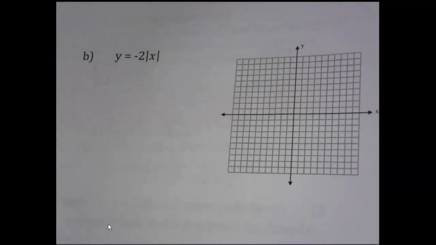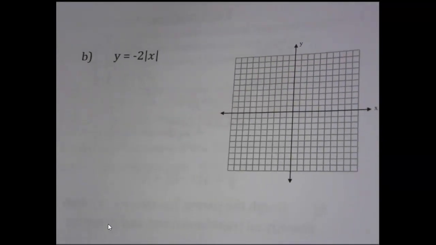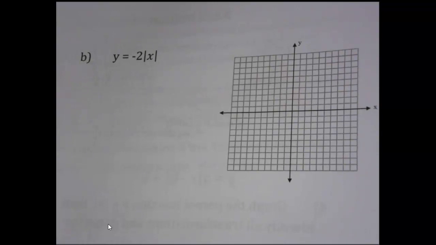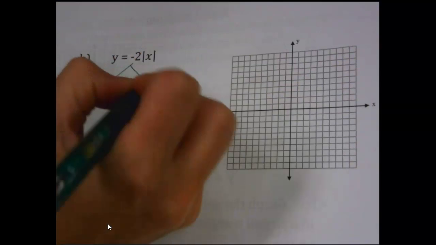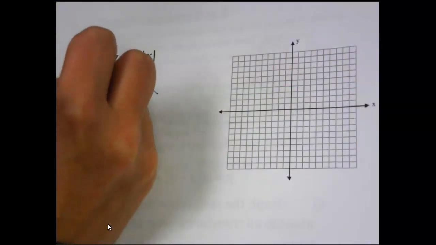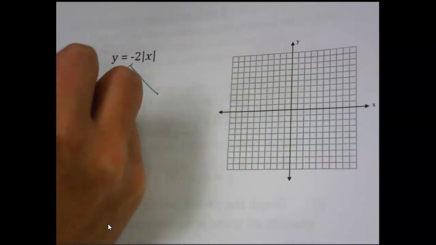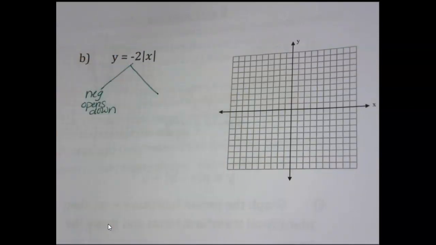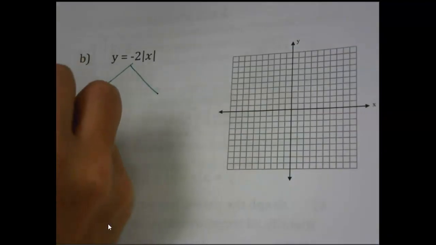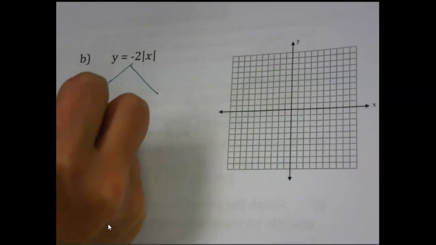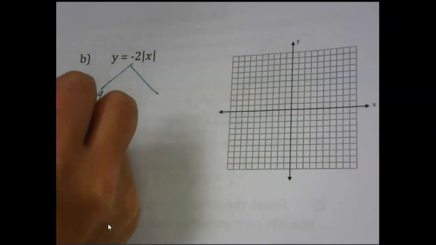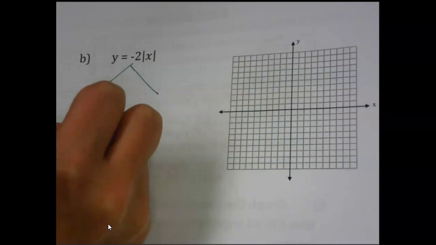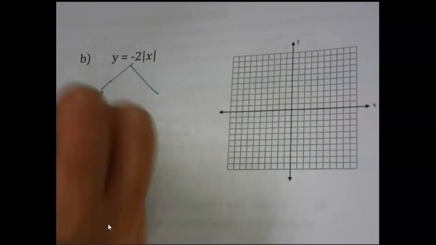Okay, we'll do one more of those. This time we don't have any left or right movements, but we have this A value on the outside. Remember, A tells us 2 different things. The fact that it's negative tells us that it opens down. But what we need to say in terms of transformation language, we say it reflects over the x-axis. So that's one piece of what happens.